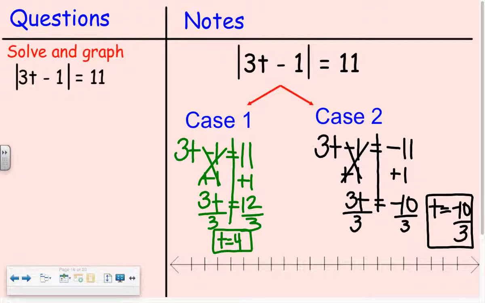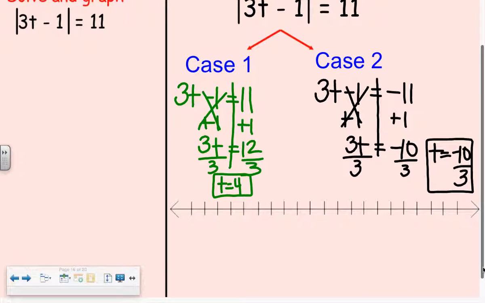So now if I go ahead and graph that on a number line, we've got a positive 4, and 10 over 3 would be a -3 point something, so we'll just say right here. So there are our two solutions.